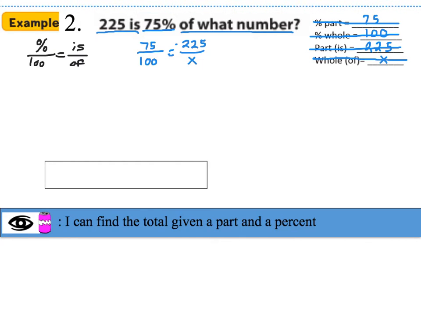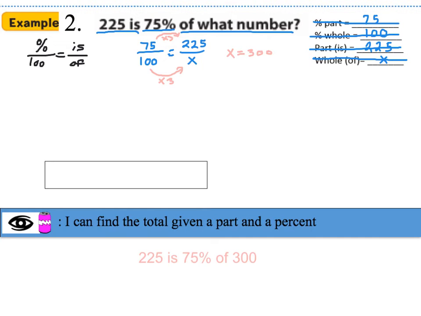So if I ask myself, how can I make 75 look like 225? I can multiply that by 3 and I will get 225. Whatever I do to the top, I should make sure I do that to the bottom. So 100 times 3, my value of x is equal to 300. That's the whole, the total amount. So I can say 225 is 75% of 300.